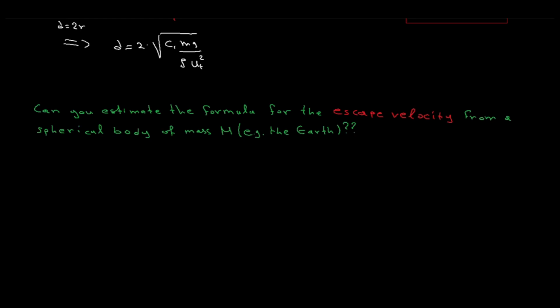Based on these two examples, can you estimate the escape velocity one would need in order to escape from a spherical body of mass m, let's say a planet? A quick tip: the solution will depend on the gravitational constant g, the mass m, and the radius of the body r. Take your time and apply what you have learned so far. In any case, you can find the solution at the end of the video.